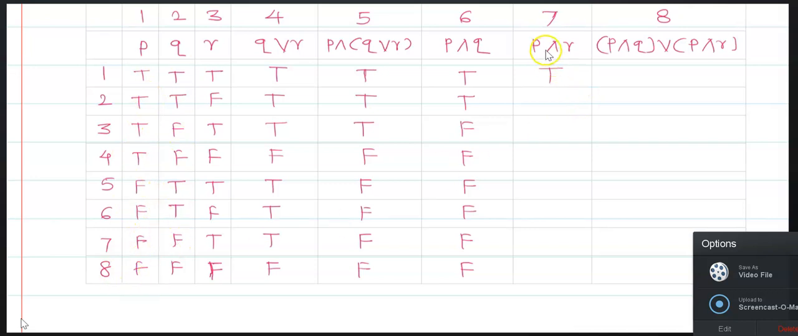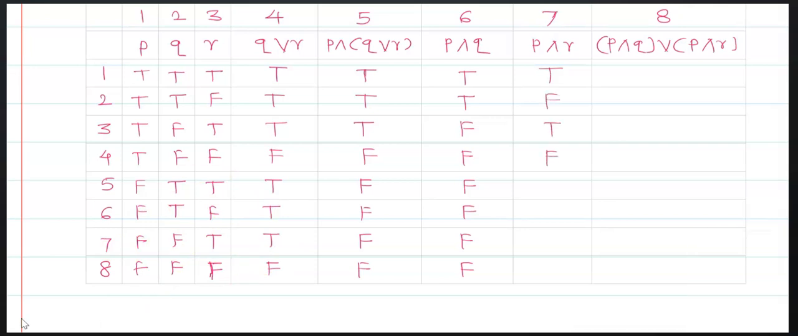Now P and R. First is true, true. TTT is T. TF is again F. TT is again T. Third is T. Fourth is F. Fifth is F. Sixth is F. Seventh is F. Eighth is F. Now see this.